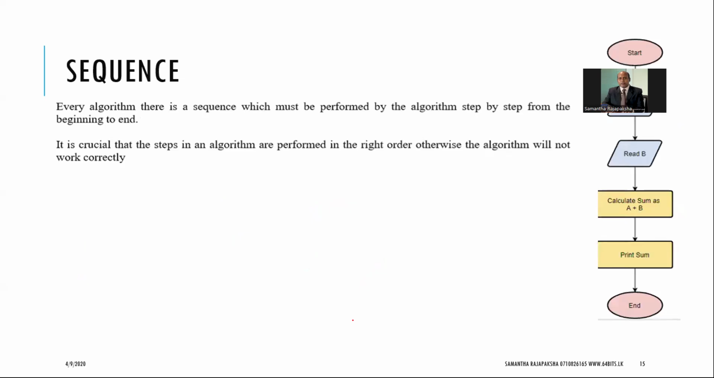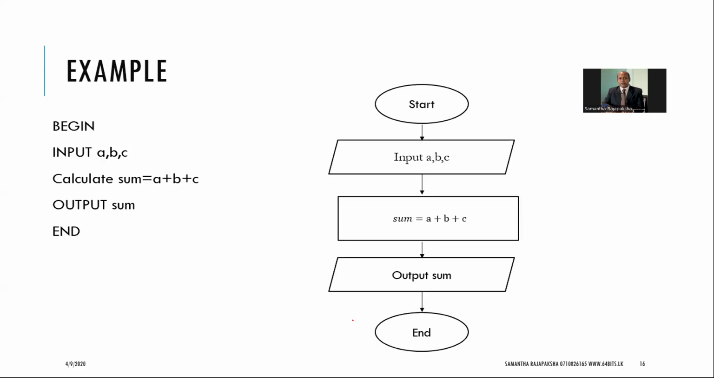Now take a very simple example of sequence. You come to your grade 11 in a sequence. Initially grade 1, grade 2, grade 3, and so on until you come to grade 11. So that comes in a sequence. That is what you call the sequence. So basically every algorithm has a sequence, which is represented by these arrows. Now this is a very simple example which has only sequence. We start, input two numbers, do the addition or sum, output it and end. So the arrow represents the sequence, which is a very simple example.